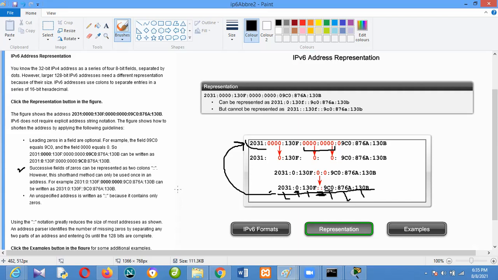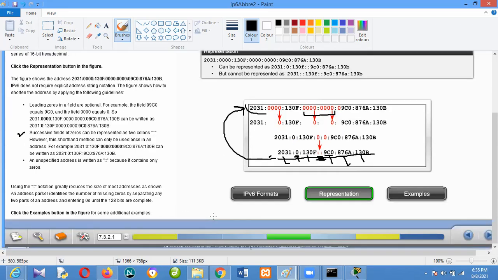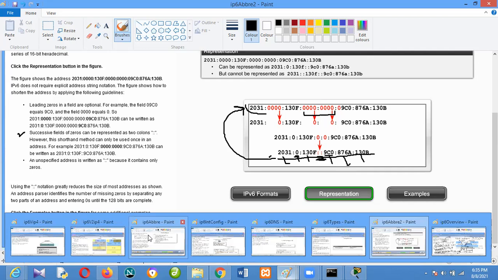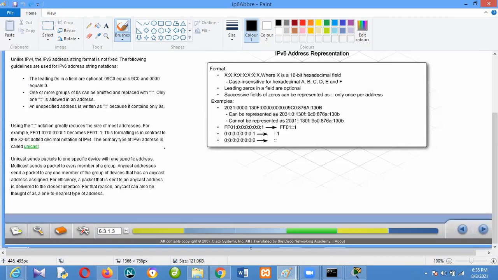That's when we have only 2. There's a possibility you can even have 3, 4, 5, and all of that. Like if you look at this place now, how many successive fields of 0 do we have here? 1, 2, 3, 4, 5, 6. They are all represented with just a double colon. So what I'm trying to say in essence is that when you have successive fields of zeros, up to 2 and above, that's where you can use double colon.